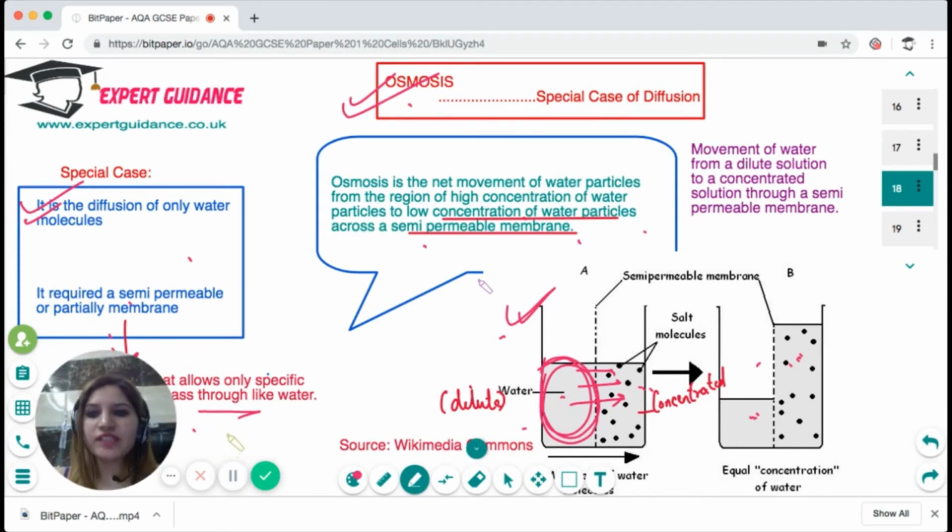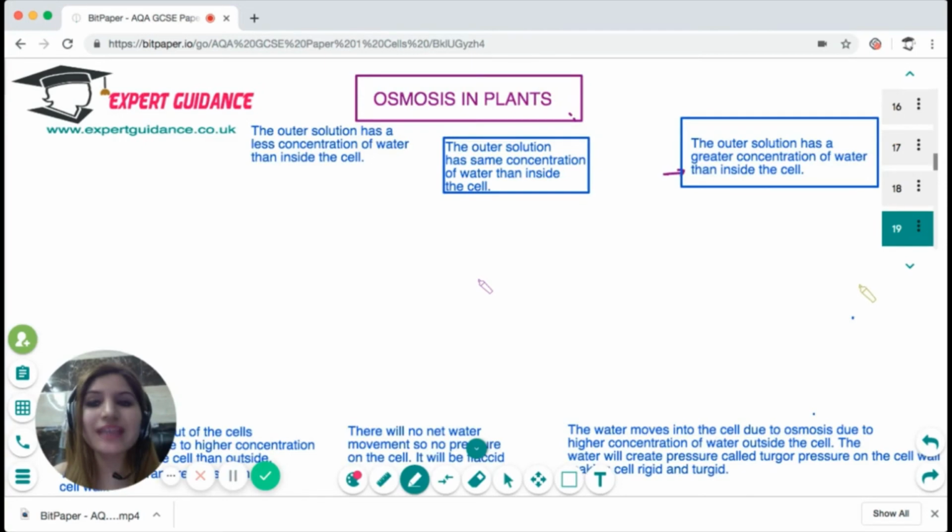So I hope this definition of osmosis, and the concept that it is the movement of just water molecules through the semi-permeable membrane, from a dilute to a concentrated solution, is clear to you. Always remember, don't write it as the movement of a substance from high concentration to low concentration. That's the wrong definition. High concentration of water to a low concentration of water is the correct one.